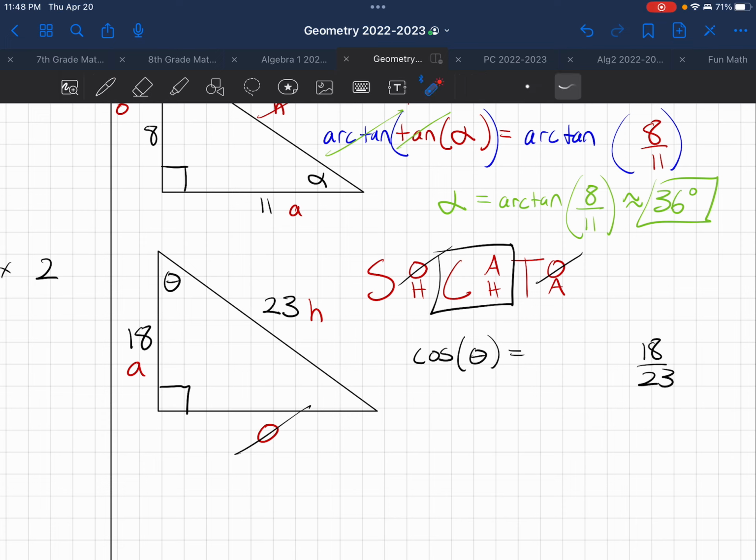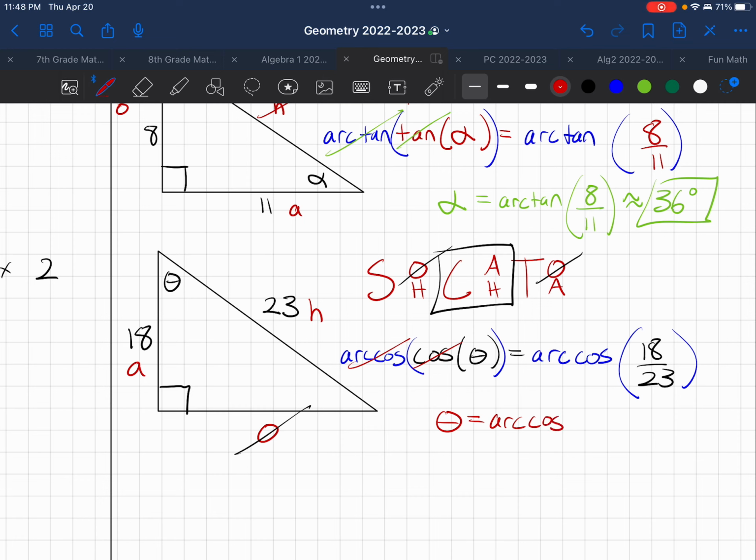And now I need to get theta by itself. I have this handy formula set up to get theta by itself. I need to undo cosine. To undo cosine, you take the arc cosine of both sides. So I'm going to say arc cosine of cosine, and whatever I do to the left, I do to the right. So arc cosine of this fraction, 18/23, and these cancel out, leaving me with just theta. Theta is equal to arc cosine of 18/23, and that is roughly equal to what?